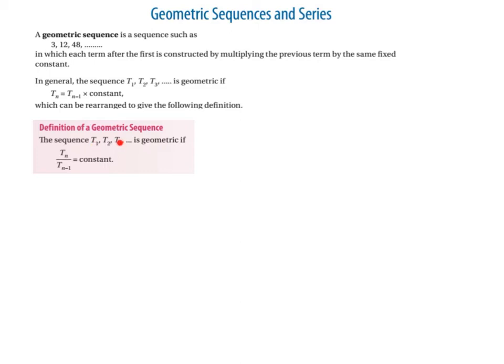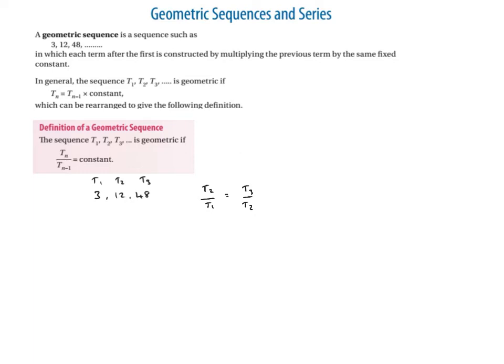So what we can say here, the definition of a geometric sequence, if we have term 1, term 2, term 3, if we can show that the term over the previous term is equal to a constant, then what we have is a geometric sequence. Okay, so to give you an example here, we look at the 3, the 12, the 48. What we have here is T1, T2, T3. If we can show that T2 over T1 is equal to T3 over T2 here, then we can verify that this is a geometric sequence.